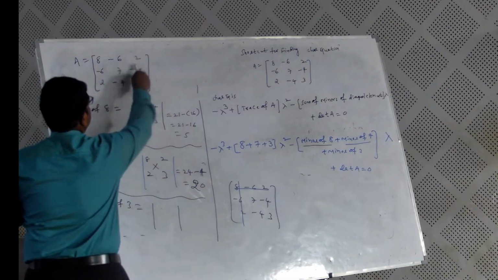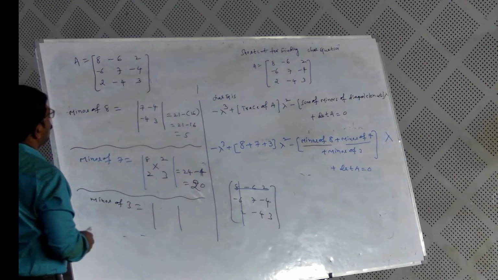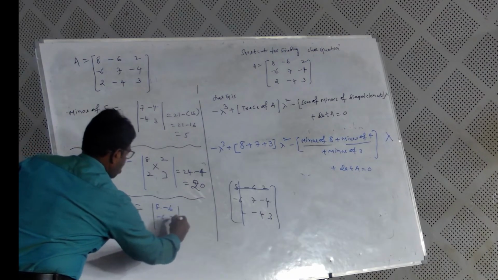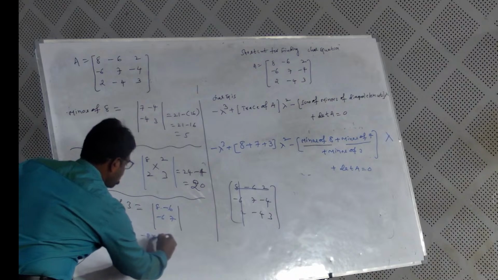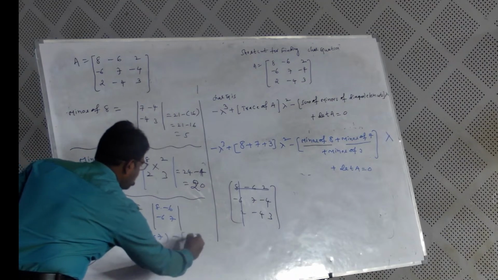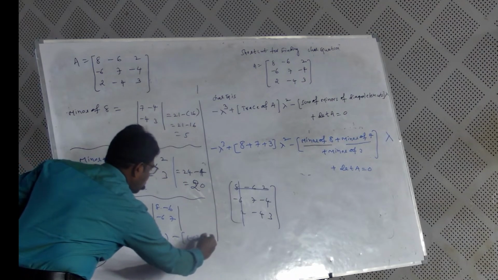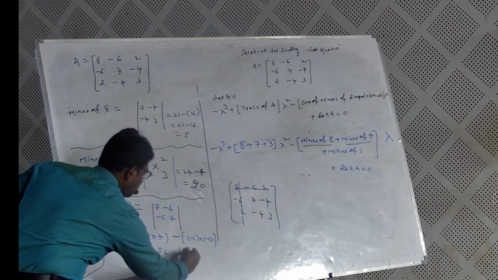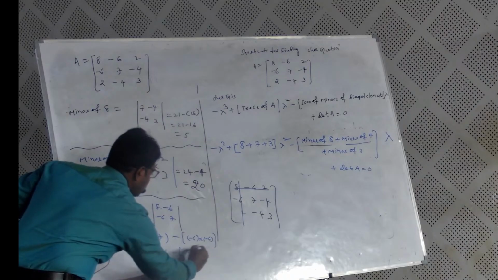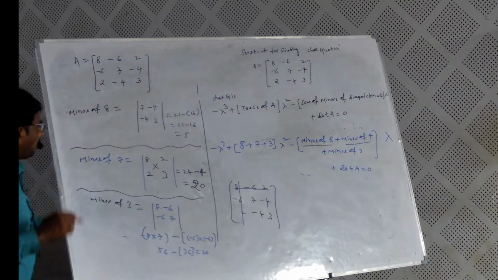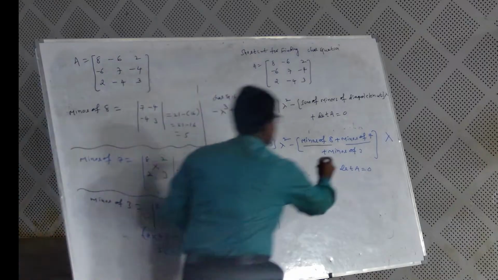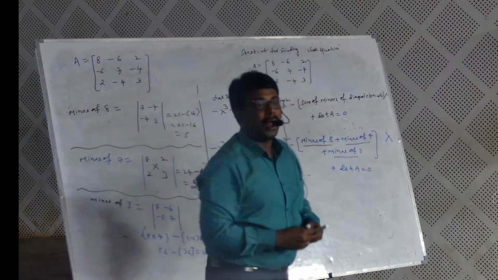This row, this column. 8 into 7 minus 6 into minus 6. 56 minus 36 which is 20. Okay, almost. We came to the end of the problem and one thing is left.